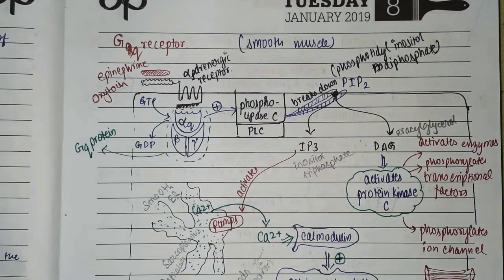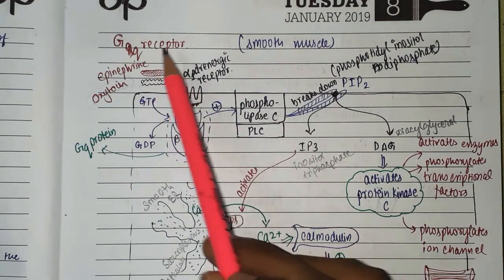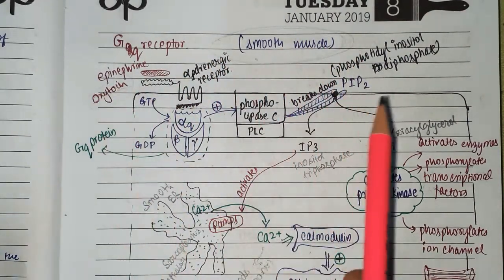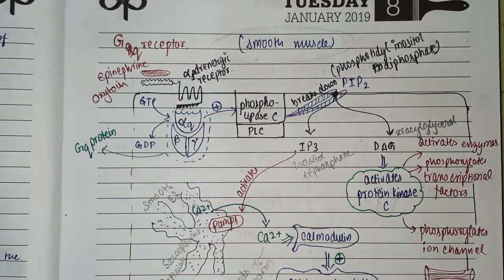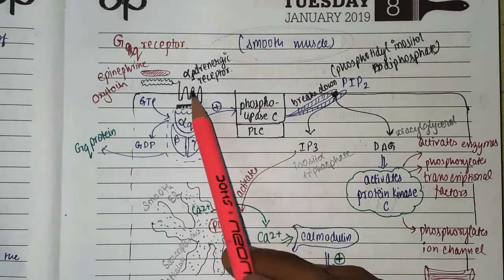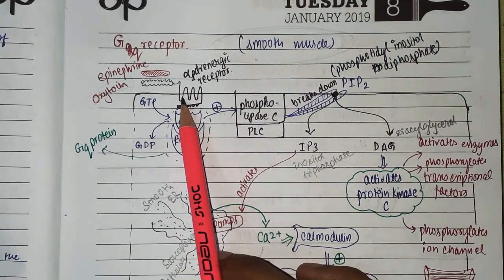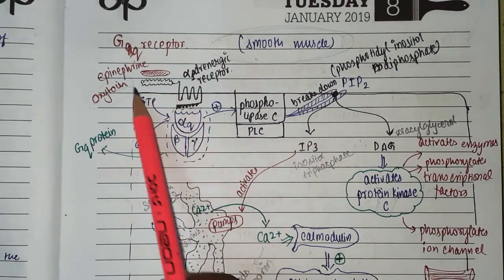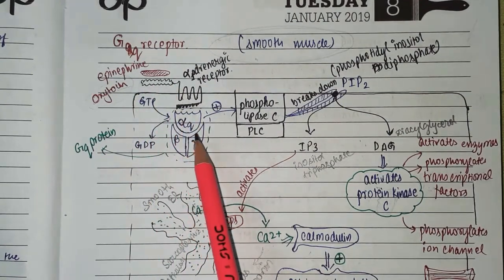So now we will discuss another type of G protein coupled receptors, and these are the Gq receptors, and they are basically found in the smooth muscle cells. And Gq receptors are quite different from the G stimulatory and the G inhibitory receptors in terms of their action. So let's see. These are also a class of serpentine receptors, or the 7-pass receptors. It has an extracellular domain and an intracellular domain.